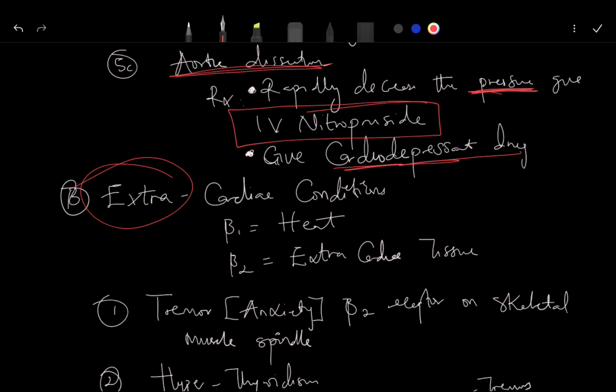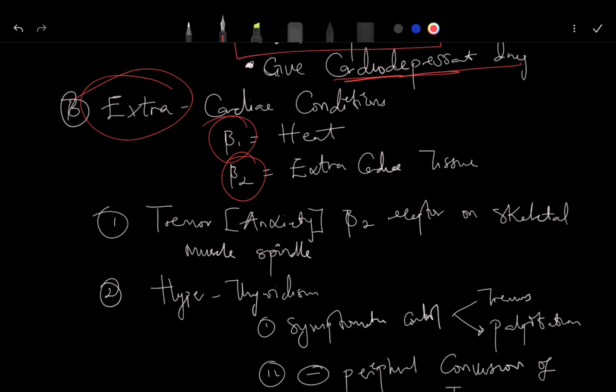For the extracardiac uses of beta blockers, remember that the cardiac uses are majorly the beta 1 receptor, while the extracardiac uses are the beta 2 receptor. Okay, so first extracardiac use is in tremor, so anxiety induced tremors. We can give beta blockers to block beta 2 receptor. Remember that beta 2 receptor is present on skeletal muscle spindles. So we can give beta blockers to block beta 2 receptor on skeletal muscle spindle. For this, we can give propranolol.